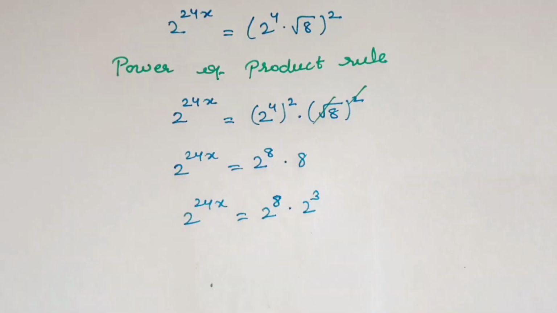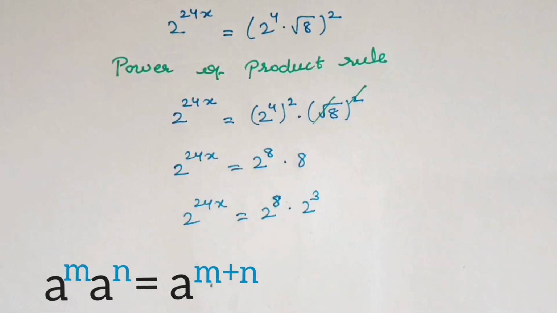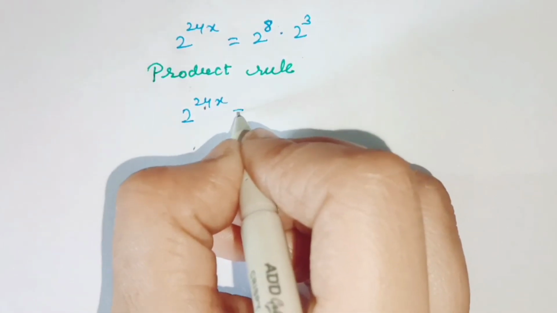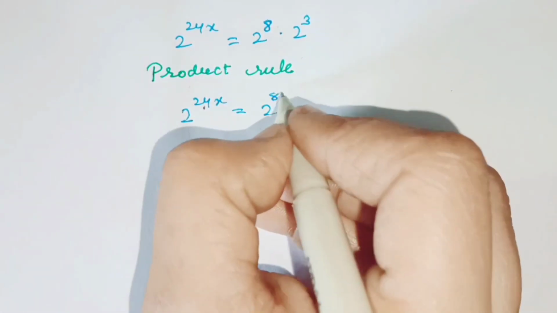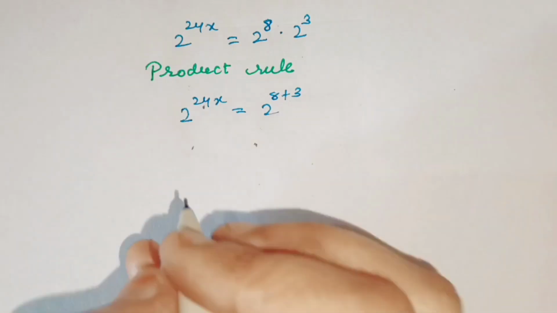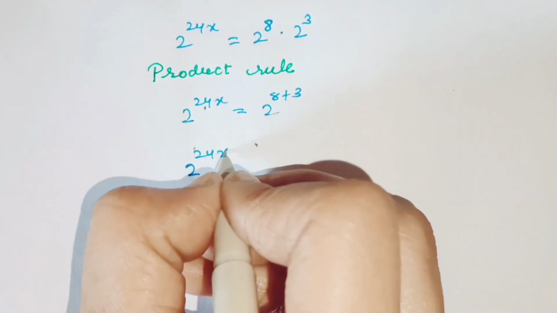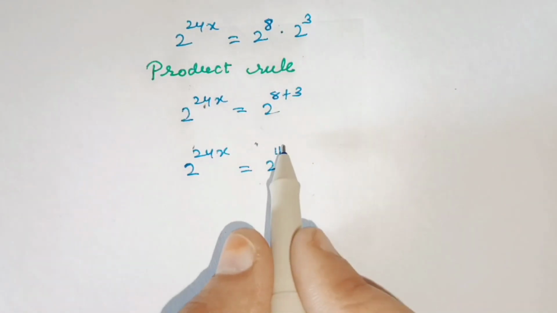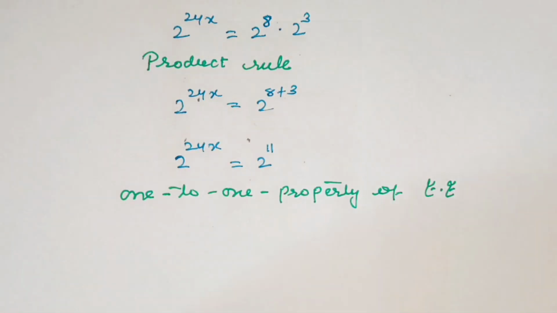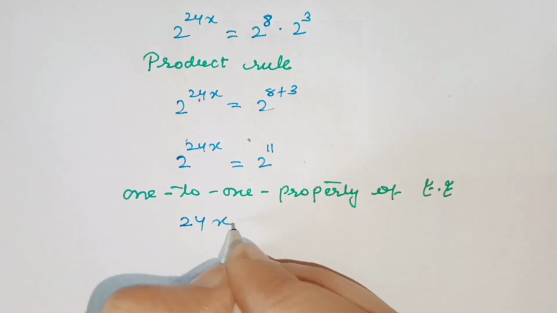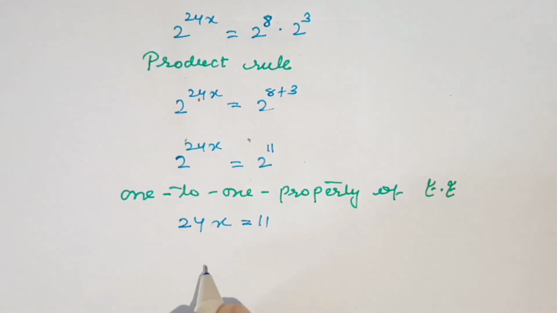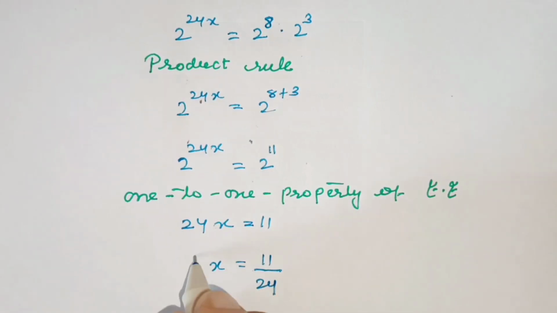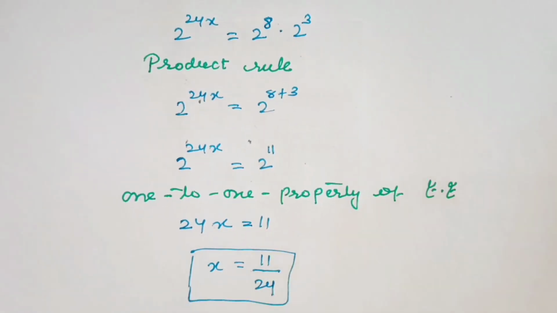As we see, both the numbers have the same bases and they are in multiplication. So we'll add the exponents using the product rule. We get 2 raised to 24x is equal to 2 raised to 8 plus 3. That will be equal to 2 raised to 11. So our equation will be 2 raised to 24x is equal to 2 raised to 11. Now bases on both the sides are equal. By using the one-to-one property of exponential equation, we can directly equate our exponents. So 24x is equal to 11 means x is equal to 11 by 24. So this is our final answer.